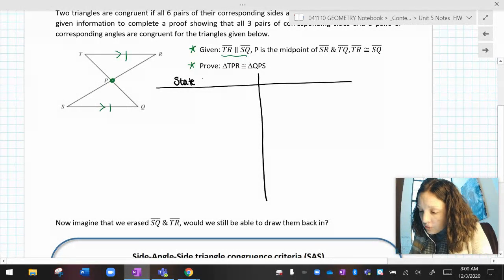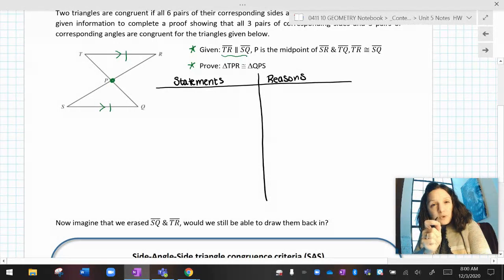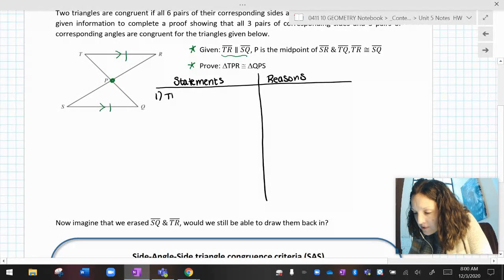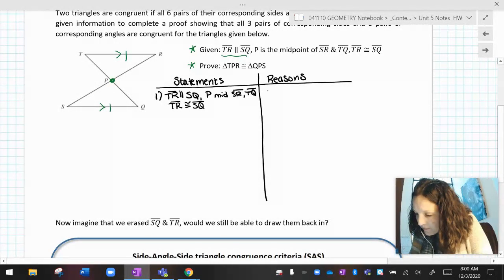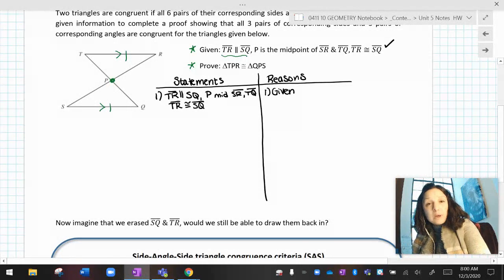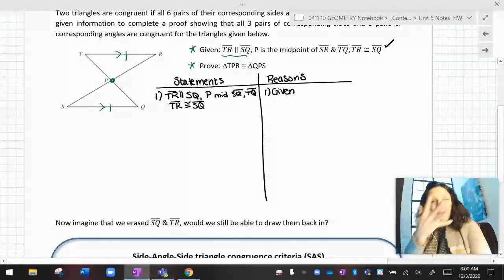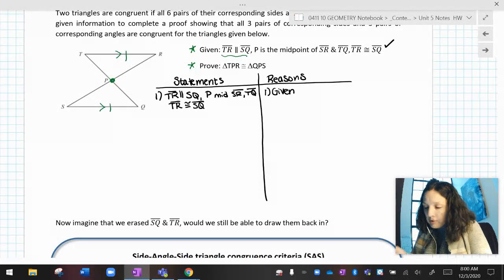We are going to set up a 2-column proof of statements and reasons, basically saying, here's what I think is true and here's why I think it is true, all the way down. Our first statements are going to be all of our givens. TR is parallel to SQ. P is the midpoint of SR and TQ. And TR is congruent to SQ. And those are all given. So I have one congruency statement right now, a pair of sides. That means I need 5 more, because I need 3 pairs of sides and 3 pairs of angles.